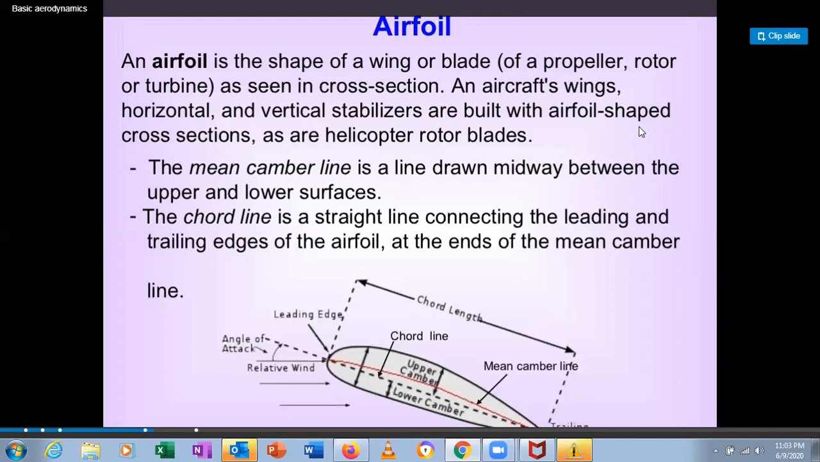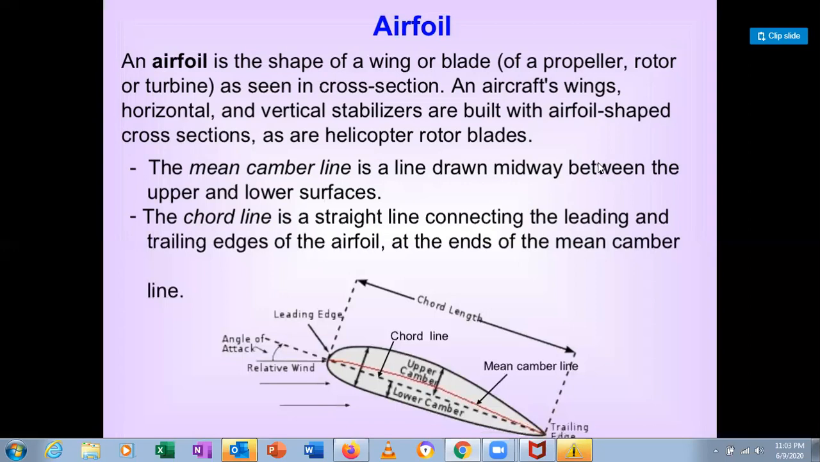One thing we have to understand: in the wings we use symmetric airfoils as well as cambered airfoils, where the camber is 0 in a symmetric airfoil. So we say NACA 0012. NACA is the National Advisory Committee for Aeronautics, a standard airfoil series. In 0012, the 00 means the camber is 0. So most horizontal and vertical stabilizers use symmetric airfoils.